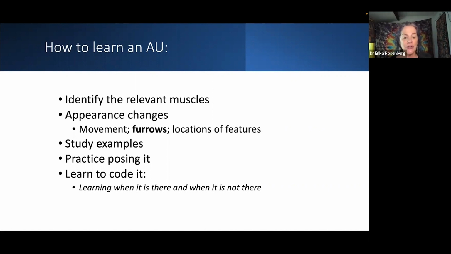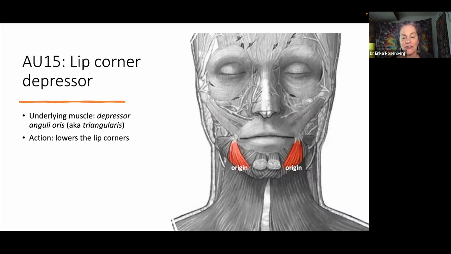So learning to code is learning to know when an AU is there and when it's not, because there are some action units that look really similar to one another, especially if your way of approaching the face and facial change is in terms of shapes. So I am now going to give a little brief dive into learning two different AUs, two AUs that are different but create similar shapes. Let's start with Action Unit 15. Action Unit 15 is the lip corner depressor.